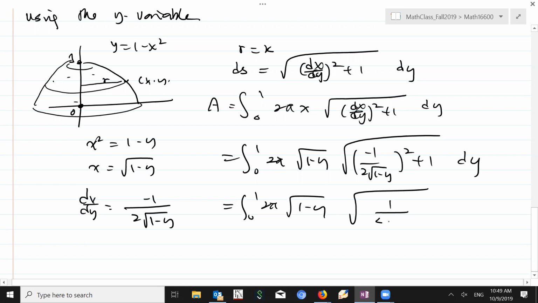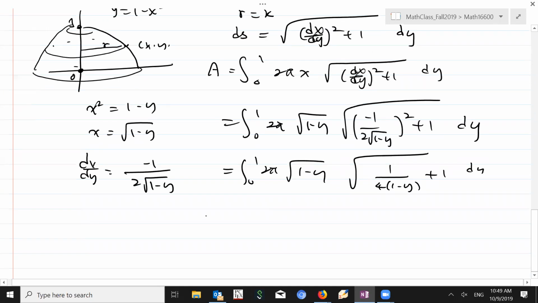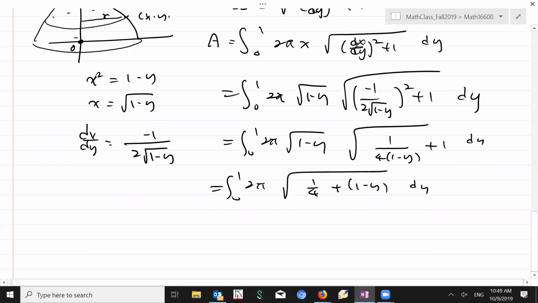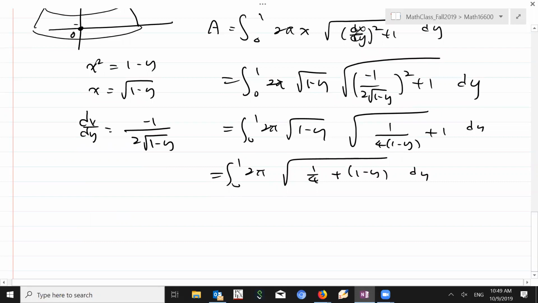And this will be 1 over 1 minus y plus 1, right? And then you combine those two square roots, and you get 1 quarter plus 1 minus y. Okay, this is a linear term inside. And you actually can get the exact value of the integral. This part is 5/4, right?